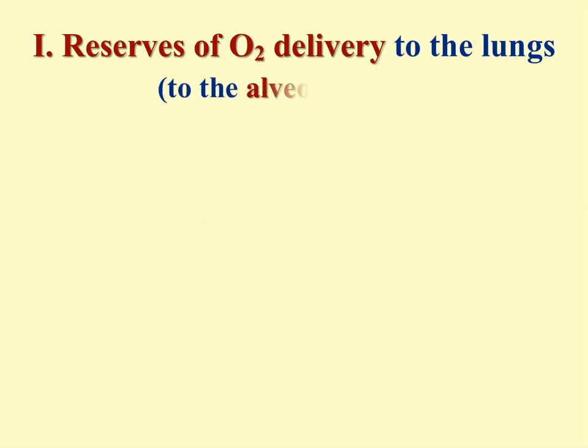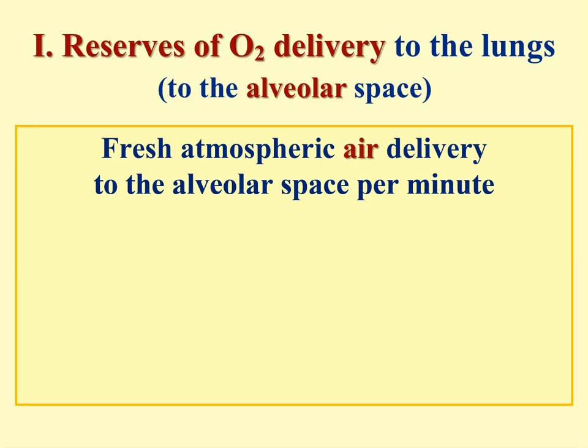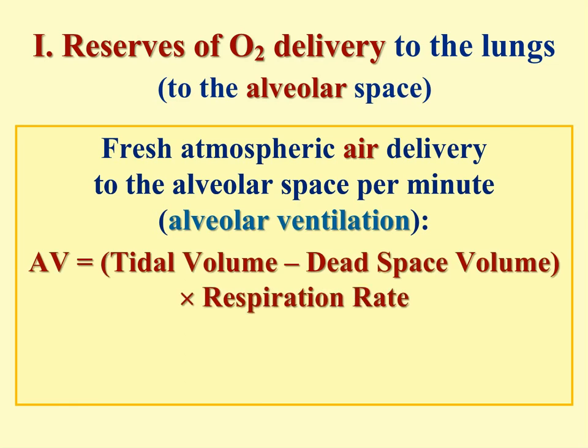But let's begin. Reserves of oxygen delivery to the lungs, to the alveolar space. So fresh atmospheric air delivery to the alveolar space or alveolar ventilation is calculated, as you remember, by multiplication of the volume, that is a difference between tidal volume as a total minus the dead space volume, because dead space air does not participate in exchange. So to the alveolar space, only the part of the tidal volume reaches the alveolar space.